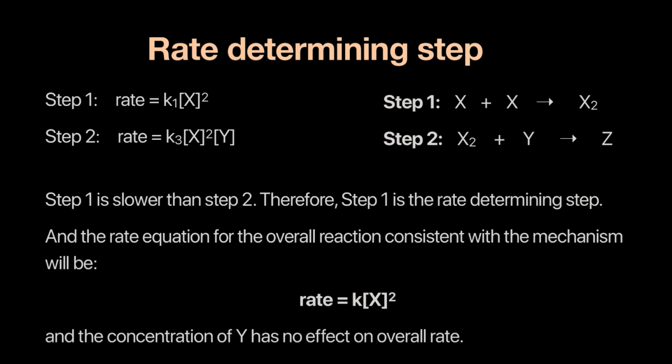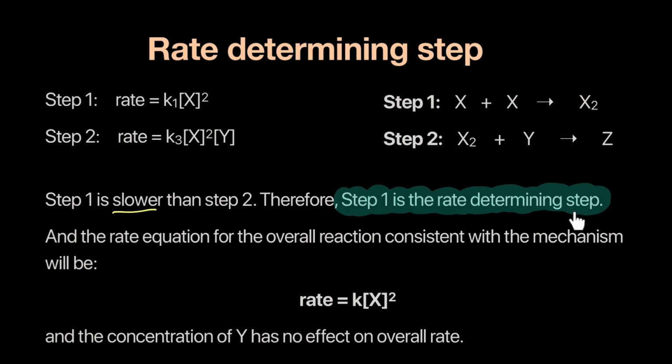Let's go back to our first example. In the first example we had x and x becoming x2, and x2 and y becoming z. And we had two different rate equations for each of the steps. Step 1's rate equation is x into x, x squared. Step 2's rate equation is x2 into y, but x2 came from two x's. So we already determined the two rate equations for the two steps. But if we find out that step 1 is slower than step 2, that makes step 1 the bottleneck. Therefore, according to our theory, step 1 is the rate determining step.